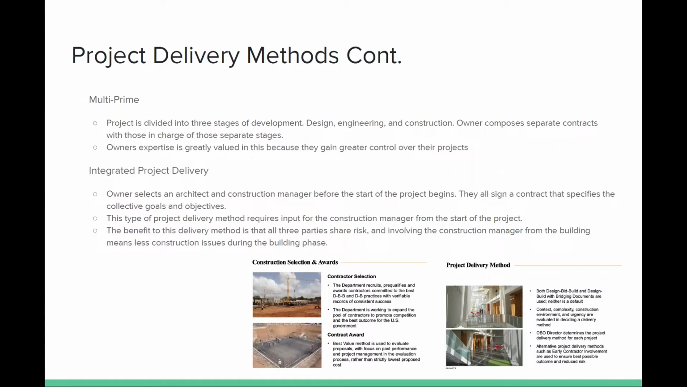And then the last is integrated project delivery. That is a newer way of cooperation, where the 3 major parties share the risks. And the picture under here is from OBO. It shows that they majorly use design-bid-build and design-build as their delivery methods.